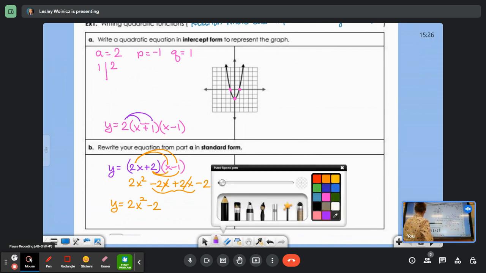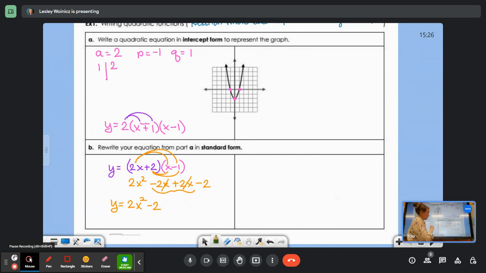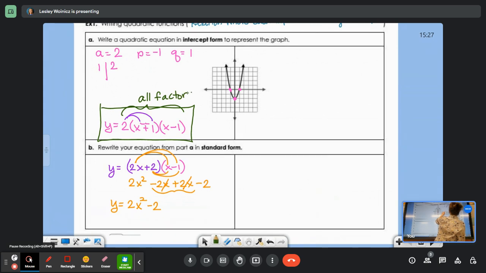Okay, so today we learned about the ZPP. Look at this one right here. Do you see that we have our beautiful factors all multiplied together? We have all factors. Okay, if we have all factors, we can use the ZPP, zero product property. So I can make my y 0 and set each of my factors equal to 0.